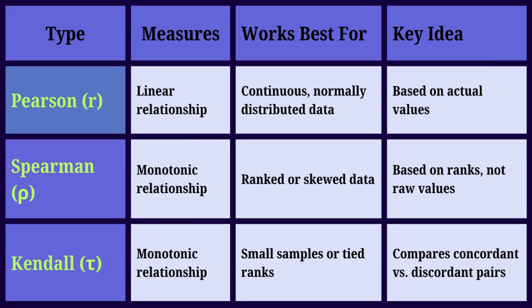In simple terms, Pearson looks for a linear relationship. Spearman and Kendall look for an ordered relationship. So, when your data is non-linear, has outliers, or uses ranks, these methods tell the story more accurately.